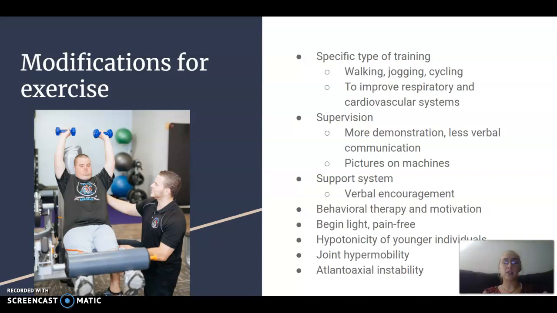And then just modification, things to keep in mind when deciding on modifications for exercise. Their hypotonicity, so their low muscle tone, their joint hypermobility, which leads to increased risk of injury, and their atlantoaxial instability, which has to do with the hips. Those all play a role in modifications, depending on the specific situation.